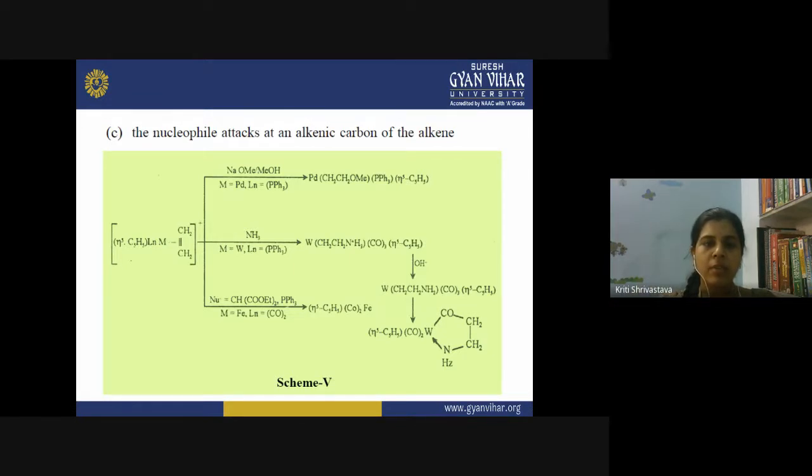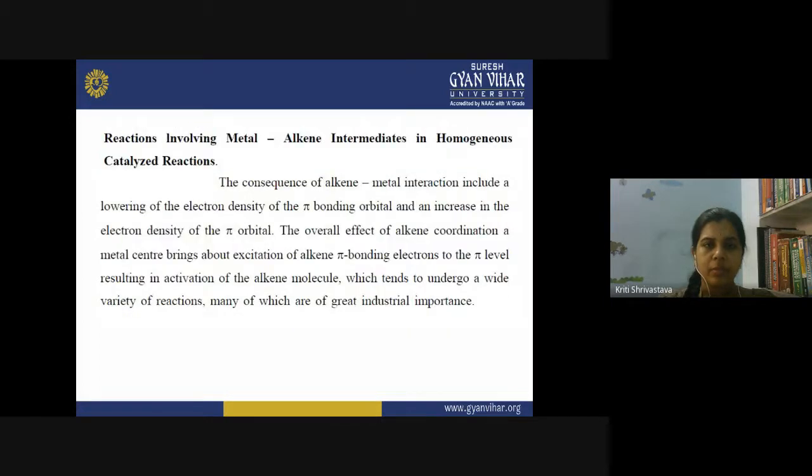Now, moving forward, we will see the reactions involving the metal alkene intermediates in homogeneous catalyzed reactions. Homogeneous catalyzed reactions are commonly known for many industrial processes, and because they are homogeneous catalyzed, the catalyst should be in a phase similar to the reactant.